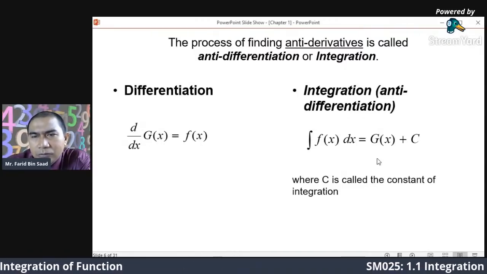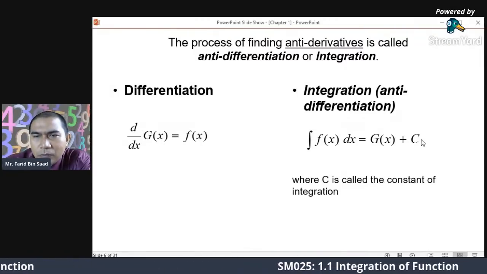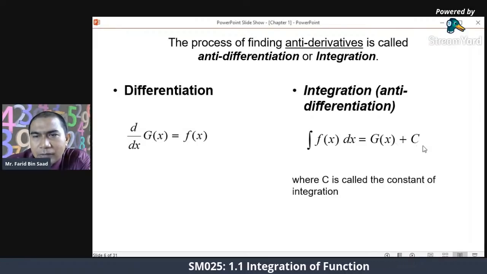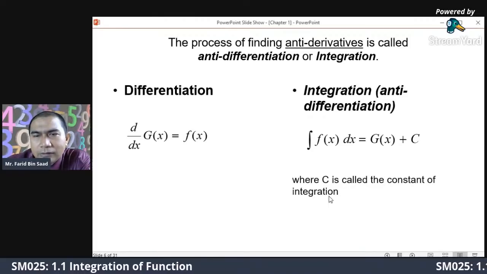Lastly, we have to put c at the end of the answer. What is c? c is called the constant of integration.